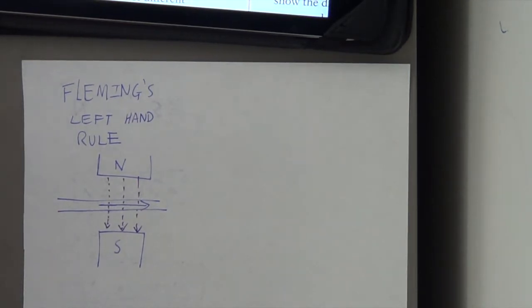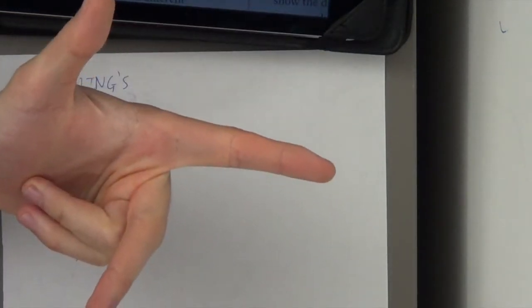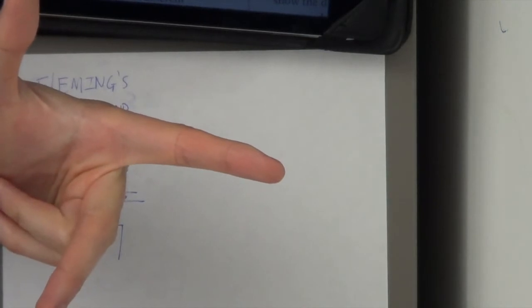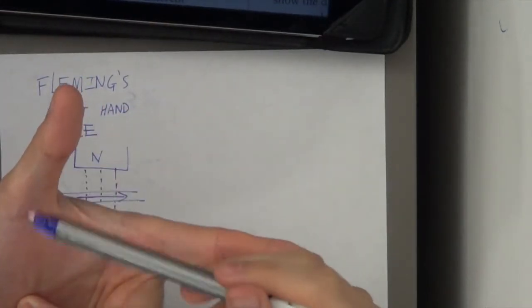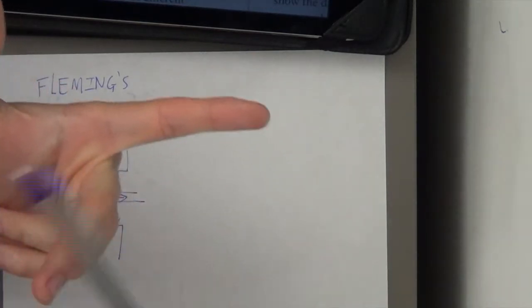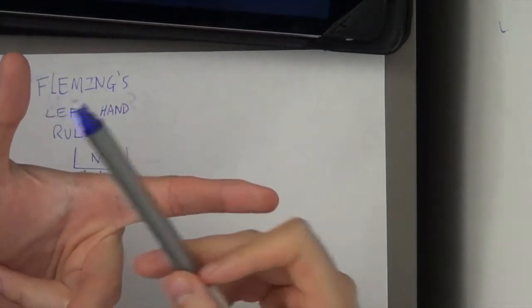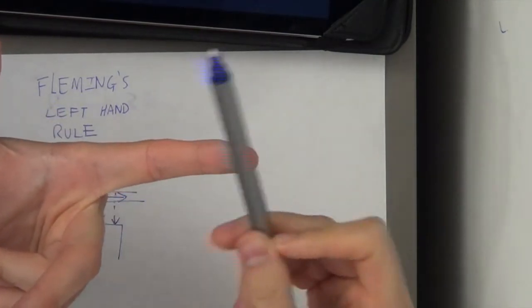Now, Fleming's left-hand rule states that if we have a flow of charge in the presence of a magnetic field, that flow of charge is going to experience a force. The rule is that you need to use your left hand. Let me go through what each finger represents. Here's your thumb. This is going to represent the direction of motion, sorry, not of the current, of the actual wire. Let me explain, and it'll become clearer in an example.